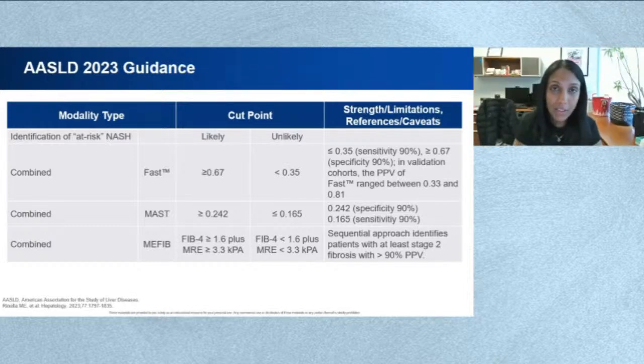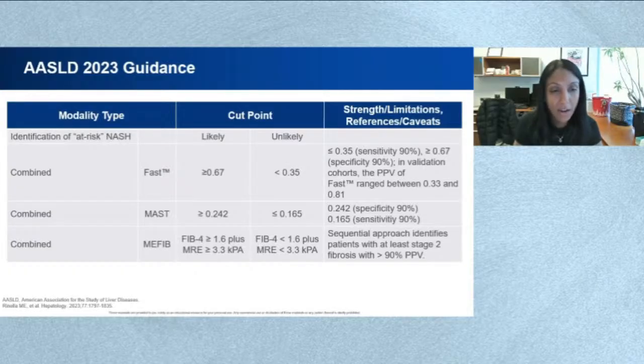Yes, absolutely. I think what's been nice over the last couple of years is that we've had some direction from our societies on how we should be utilizing these tests. And so in 2023, the AASLD put out some guidance on how to identify, again, this at-risk MASH population. And so in this document, they have different cut points for FAST score and the MAST score. So if you input these values either onto your app or onto the website, you'll get a value and you can just see the different cut points there.